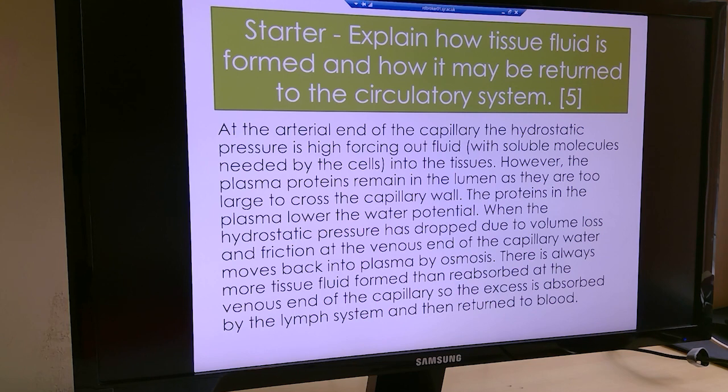Right, so I wanted to recap that because in the spot test, we didn't get all those key points and we're missing a bit of that detail.